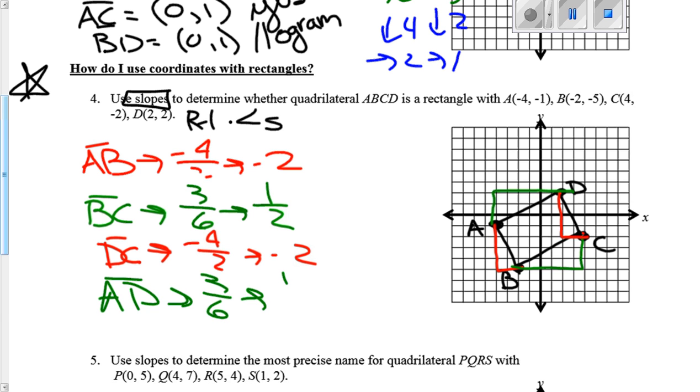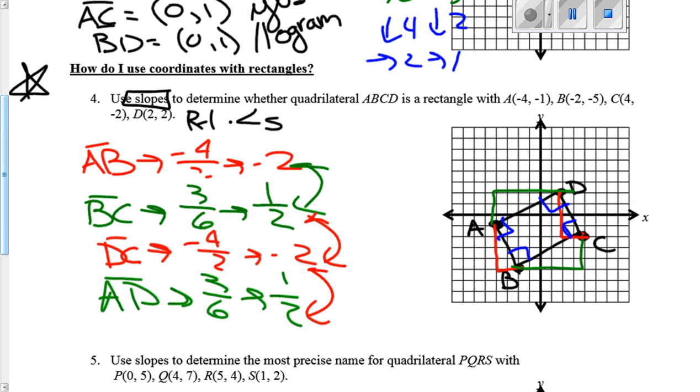Which reduces to 1/2. So when I look at all 4 slopes, I have -2, 1/2, -2, 1/2. What do our slopes need to look like in order to imply perpendicular lines? They have to be opposite reciprocals, and if I notice, they are. Every time it's an opposite reciprocal. So because of that, it's telling me that there are indeed right angles, right here.